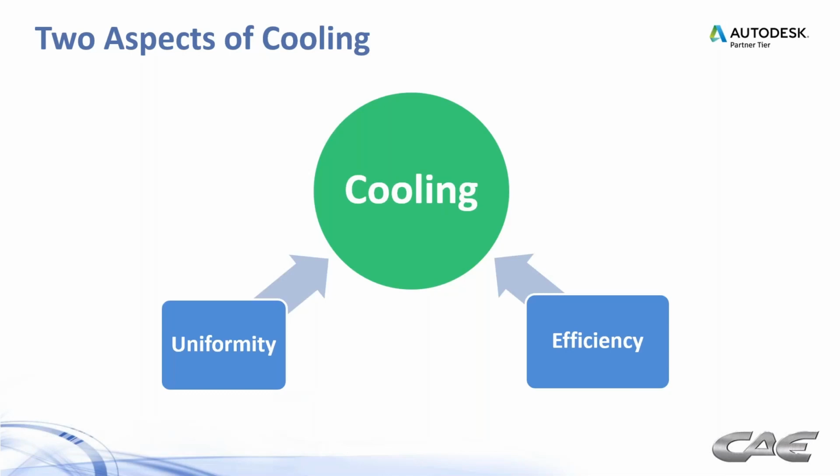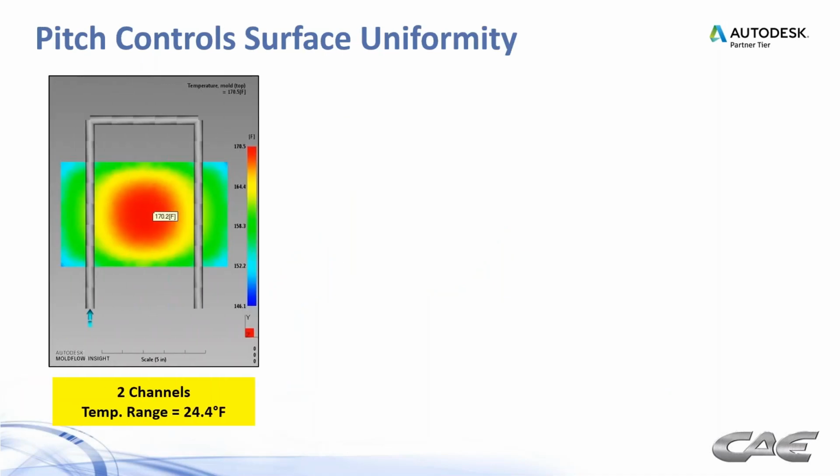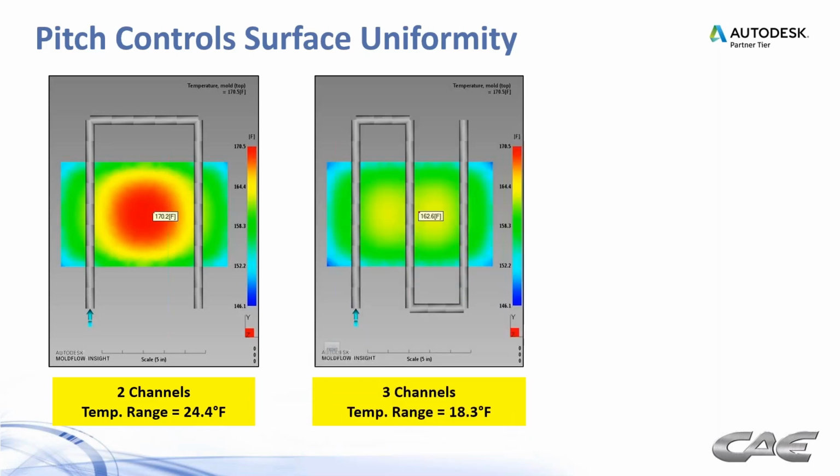So when we do analysis, there's really two aspects that we look very closely at. One is the uniformity and the other is efficiency. So let's focus on the uniformity first. And this is just a very basic model that we have here just to illustrate the point. So let's say we have a flat plate and we have two channels. Model that up, we simulate that, and we see a 24-degree variation across the part, which is a little on the extreme side. Maybe we add another channel in the center to cover that hot spot.